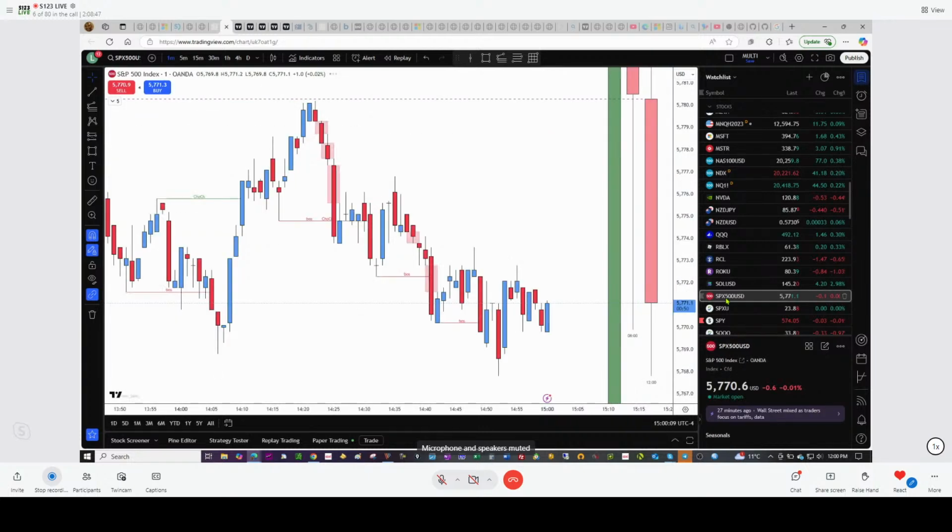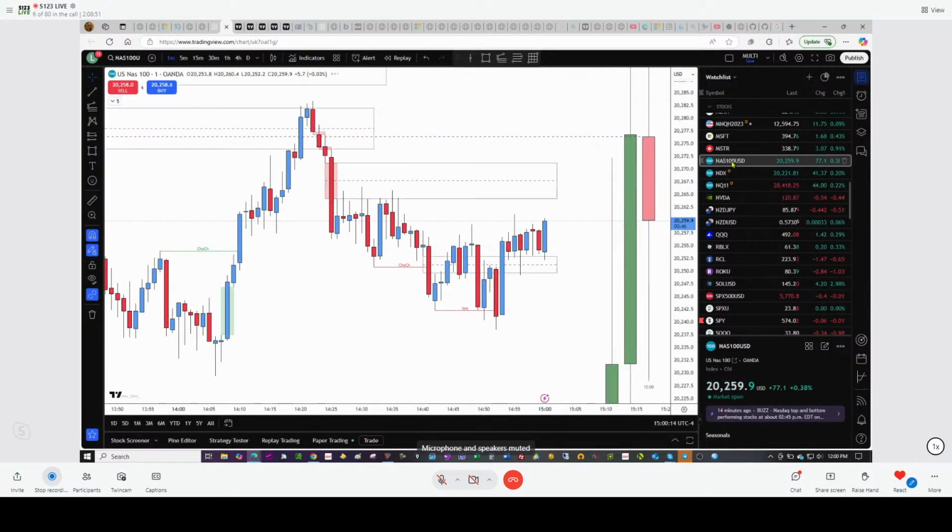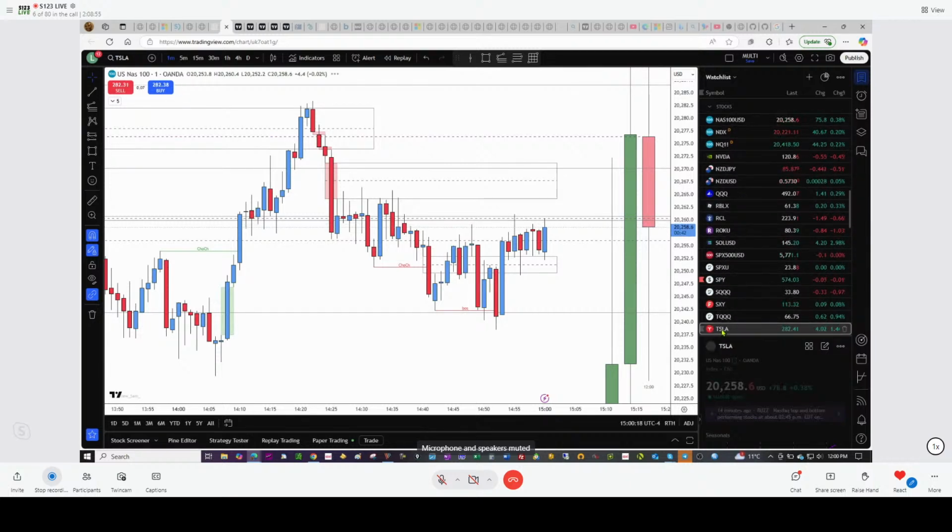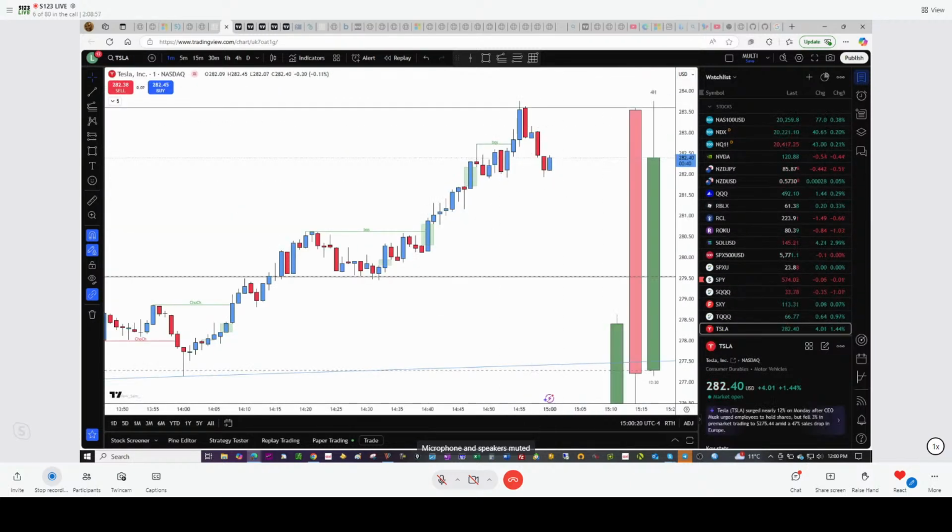S&P, look at how weak S&P is in comparison to the NAS. It's quite the difference. And Tesla looks like it's done. So we've got the sweep.